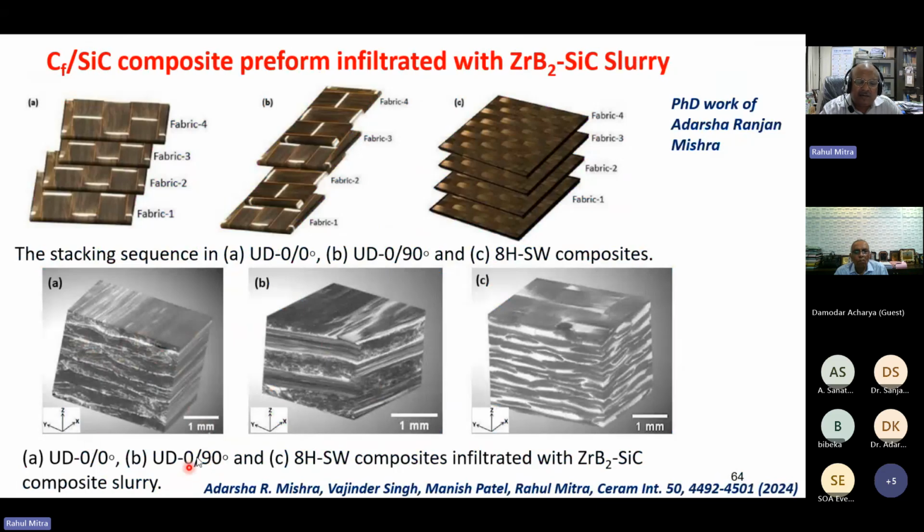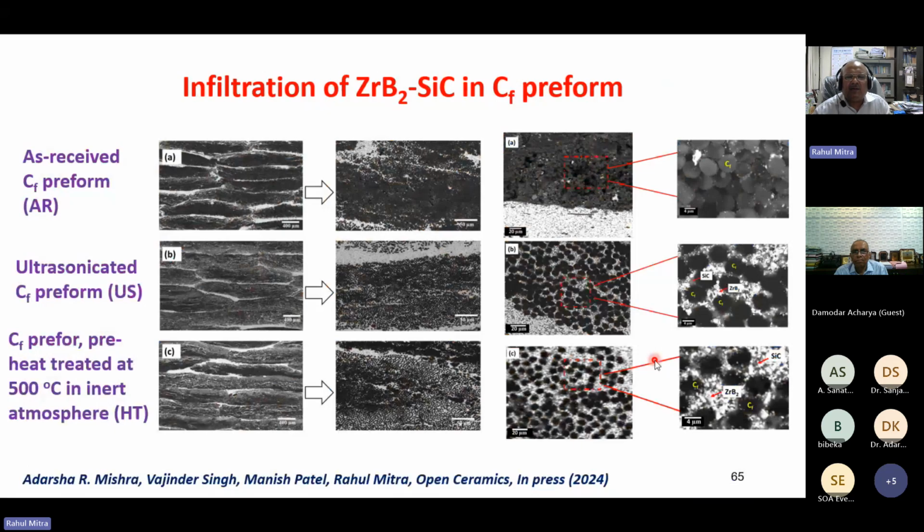Then unidirectional carbon fibers, where fibers are oriented 0 degree and 90 degree. And then 3D weave carbon fibers infiltrated with ZrB2-SiC. So these are the microstructures we have observed, and we have observed them after hot pressing. We saw how the ZrB2-SiC is distributed in X-ray microscopy. And again, there is not much time to discuss those things.